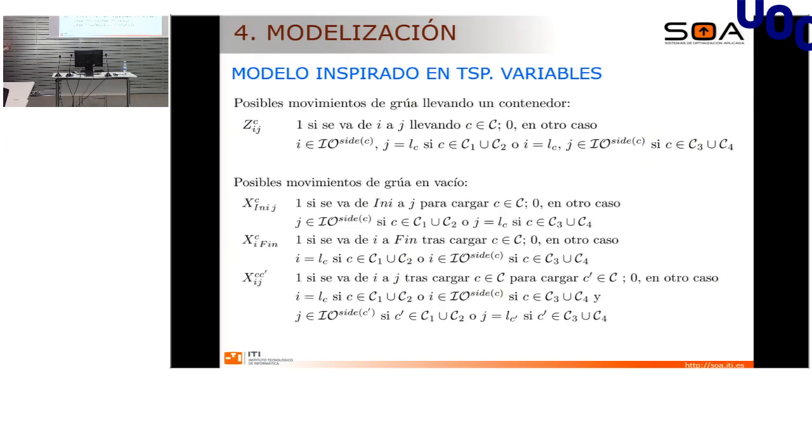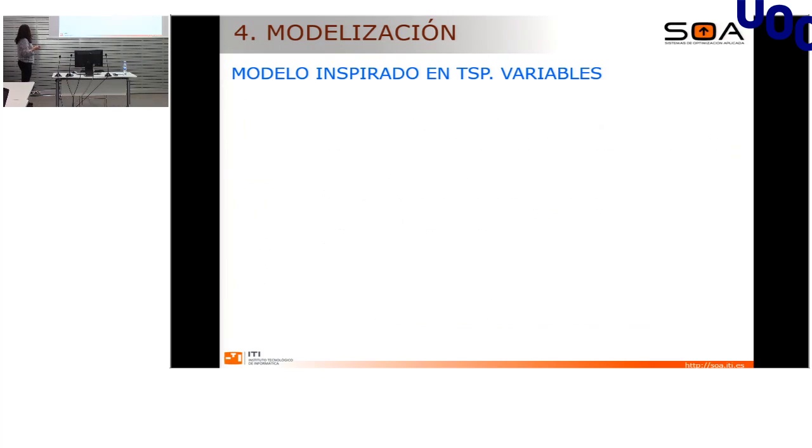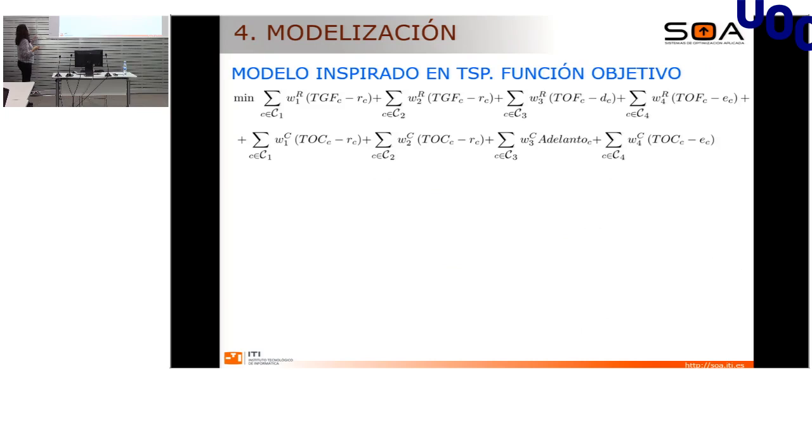So all the variables regarding the movements of the crane. So we have the objective function. This is the objective function, a lot of additions. So it's the delay with respect to the release time.